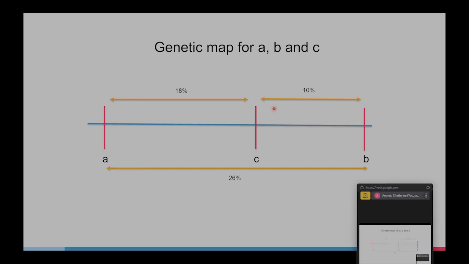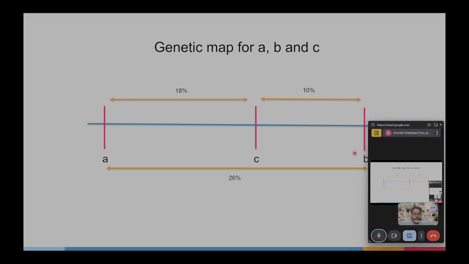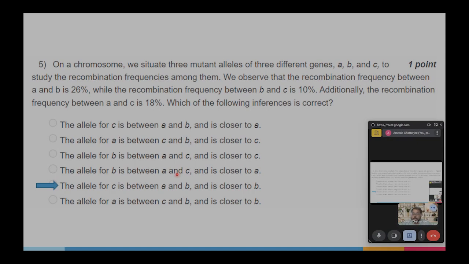So a genetic map is an imaginary map based on linkage analysis, which gives you an estimate of how close the genes are, but the numbers are not additive. A physical map is the exact sequence of all the genes and where they are on the genome. It is additive, and it is the actual thing that is present on the genome. Okay, so this is what we got: the allele C is between A and B, and is closer to B.